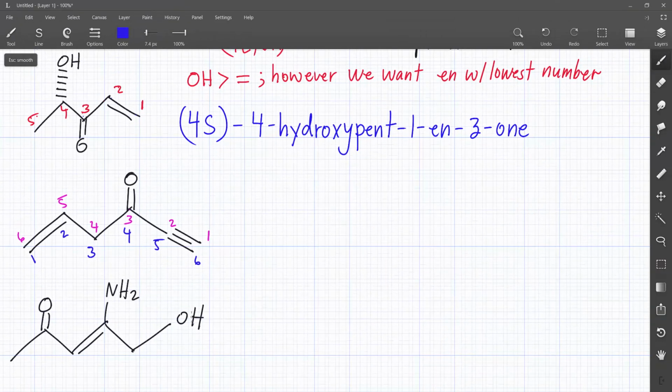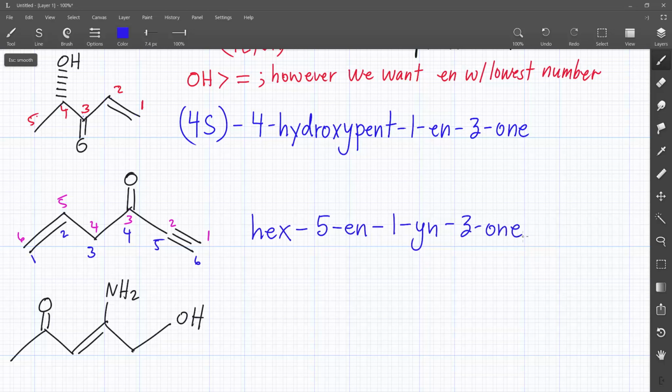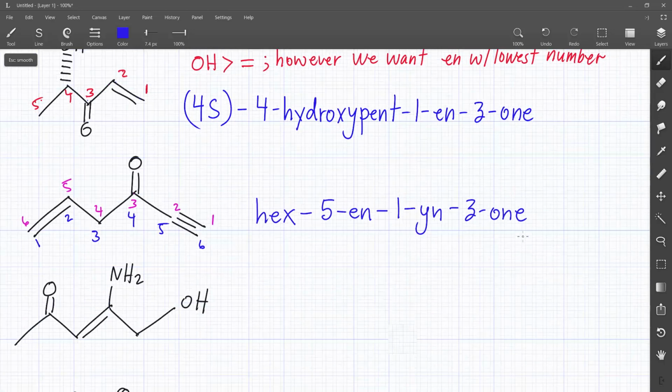So we're going to go the direction that gives us the ketone at 3. This is a hexane, 6 carbons, so I can say hex. That's 5-en. That's going to be 1-yn for the triple bond. And we can have 3-one for our ketone.